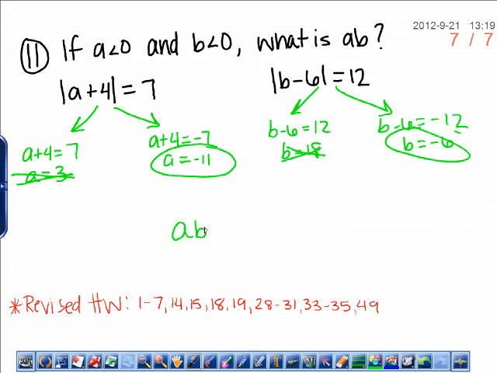All right, to get AB, what am I going to do? Multiply them together. So negative 11 times negative 6 is what? 66. Matthew, what was your question? Will there always be just one positive answer and one negative answer? In a problem like this, if they wanted you to do this, they would have to give you constraints that would only leave you one answer.